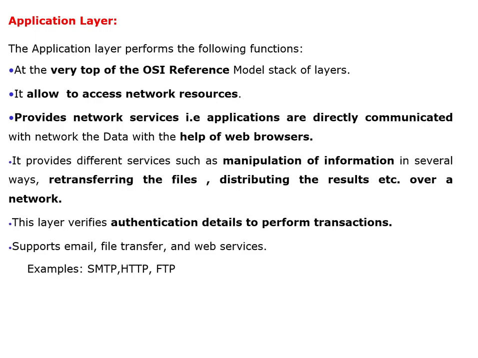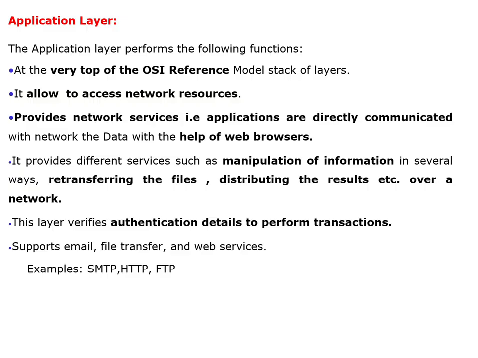Coming to the next layer, the application layer. The application layer is the topmost layer in the OSI reference model. It performs a major role in accessing the network resources. It provides network services, and applications communicate directly with the help of web browsers. Whether we are using Mozilla, Google Chrome, or Internet Explorer, these resources are communicated from one host to another host only with the help of the application layer. That's why we call it the user interface layer, or the topmost layer in the OSI reference model.